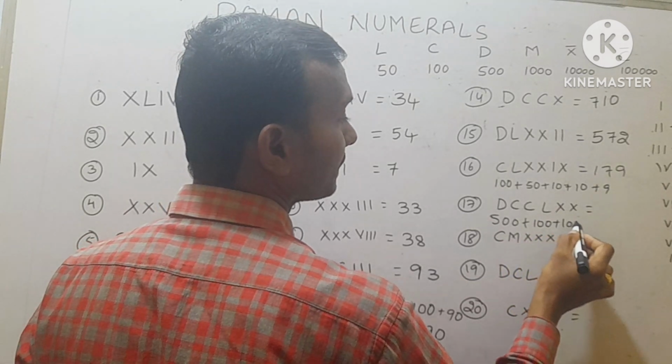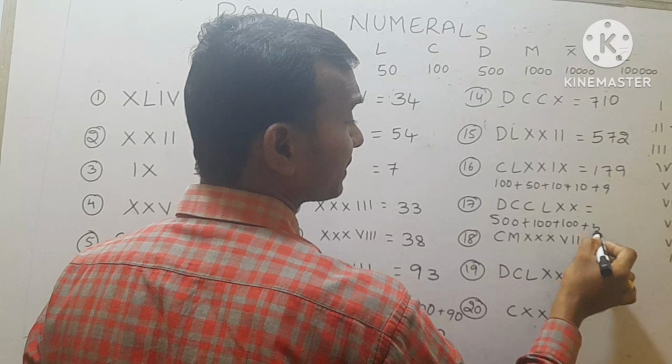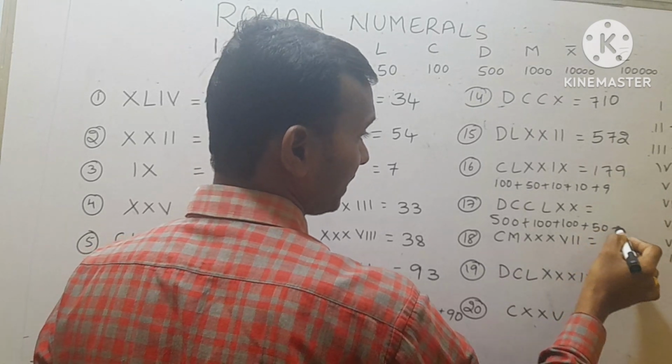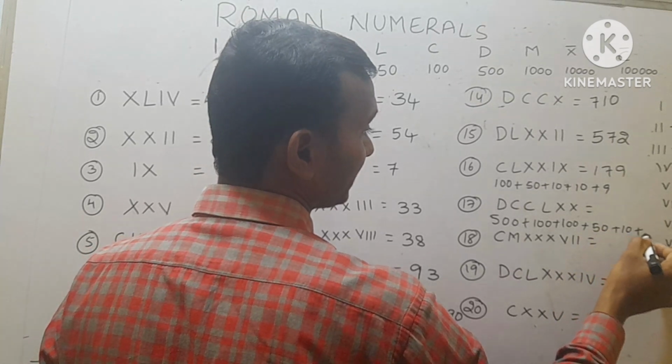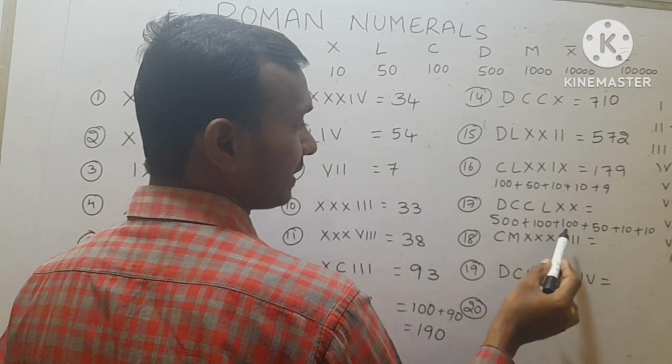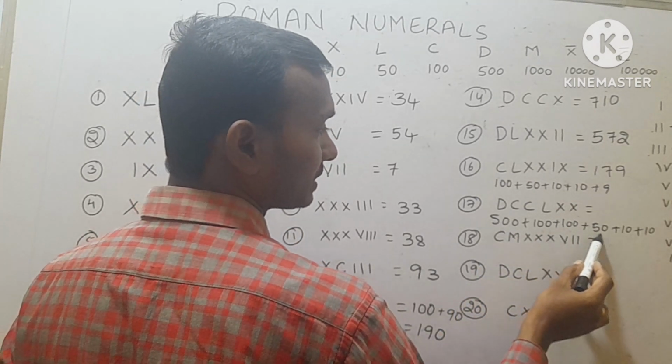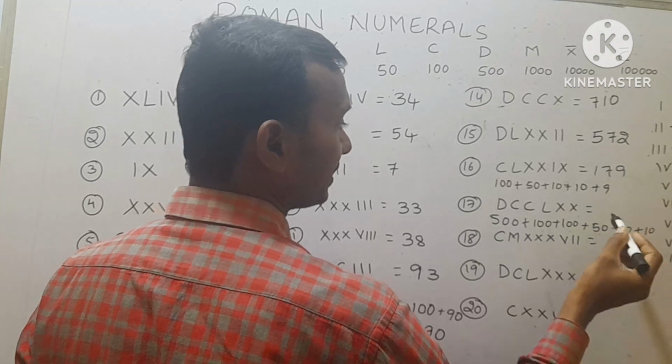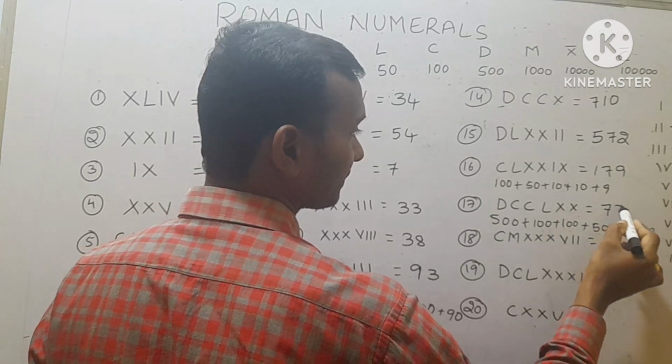100, L means 50, X means 10, again X means 10. 500, 600, 700, 750, 760, 770.